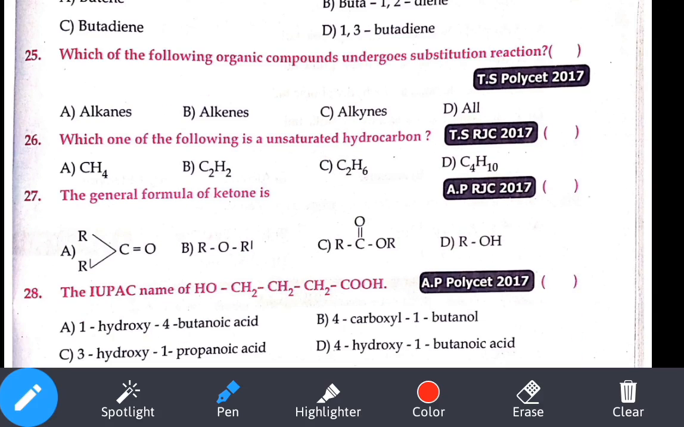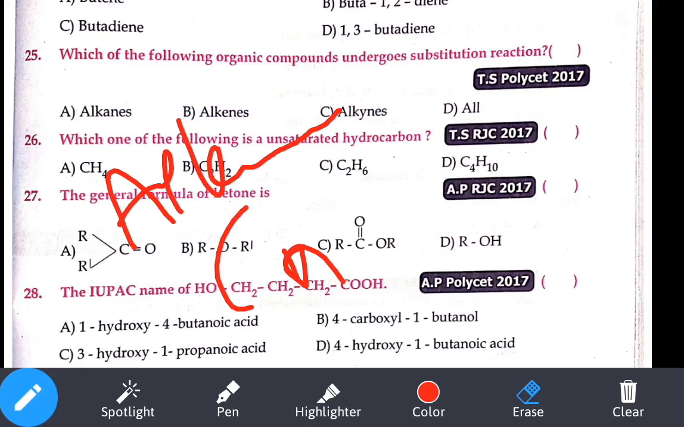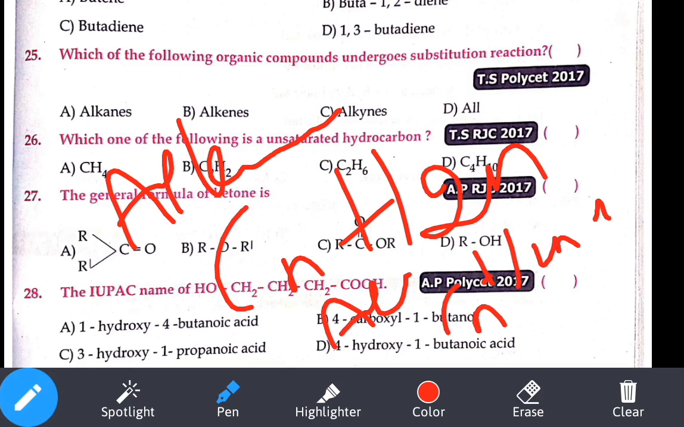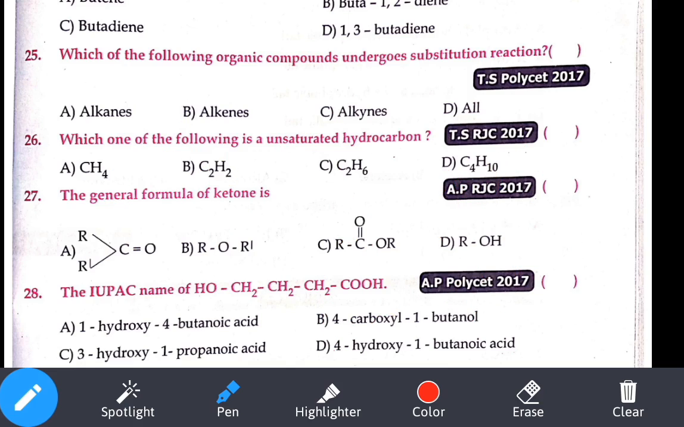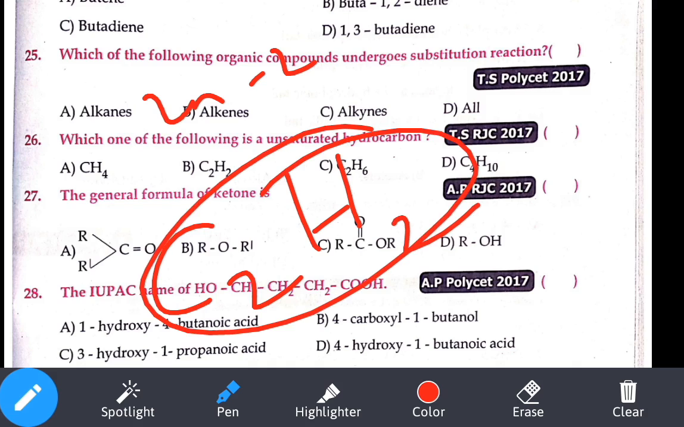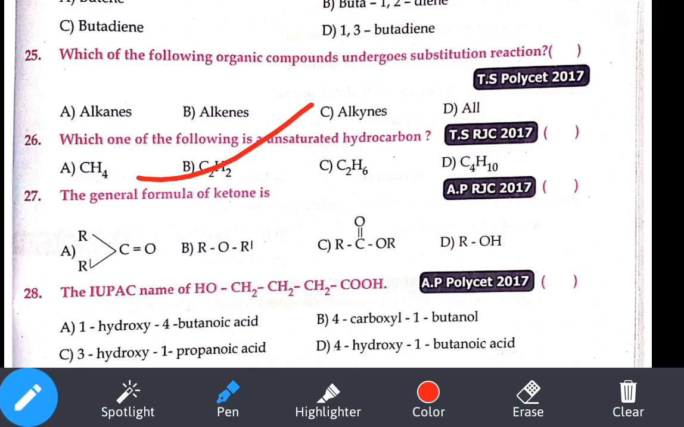Which one of the following is an unsaturated carbon compound? Unsaturated means it can have a double bond or triple bond. If it is a double bond, it is an alkene. What is the chemical formula? CnH2n. Alkyne comes with a triple bond: CnH2n minus 2. Now observe here. I think B is our answer. Why? Because CnH2n minus 2 is alkyne. 2n minus 2: 2 times 4 minus 2 gives 6, so it is a triple bond. So it is an unsaturated carbon compound. Option number B is our answer.